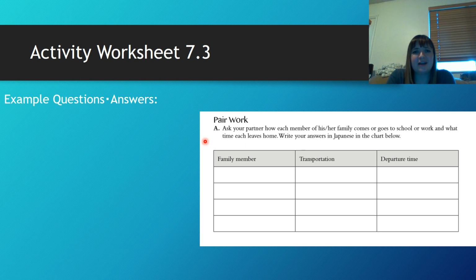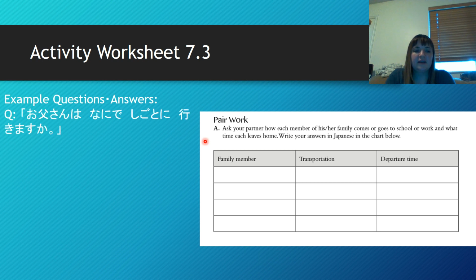Let me give you a guide, and you can write this on the bottom part of your paper if you'd like. First, what can we ask? Our question would be, you put in your family member's name, in this case, Otou-san. Otou-san wa nani de shigoto ni ikimasu ka? Again, Otou-san wa nani de shigoto ni ikimasu ka?